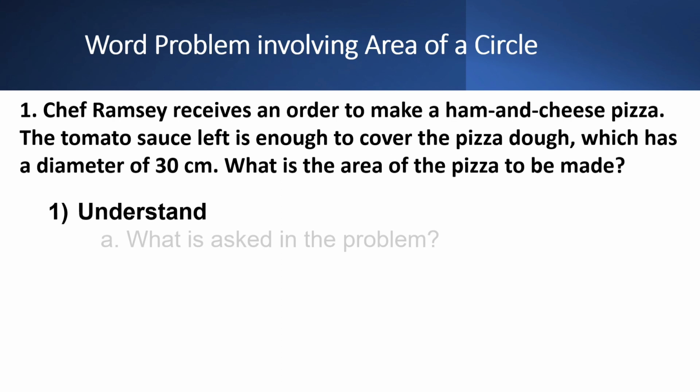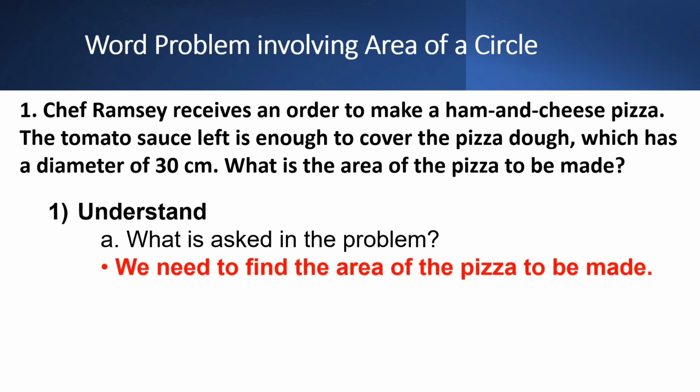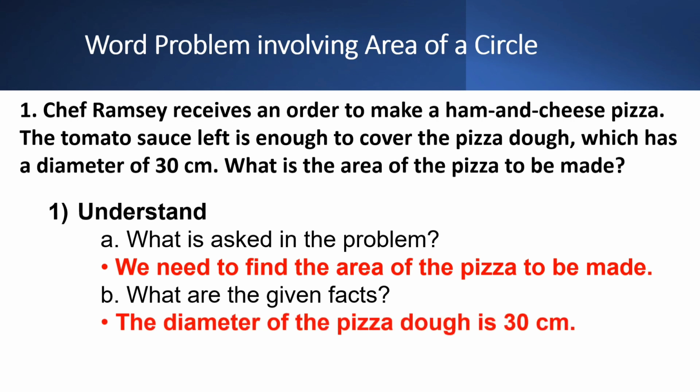So, what is asked in the problem? Ano ba yung tinatanong sa problema? Of course, we need to find the area of the pizza to be made. Yun yung hahanapin natin dahil yun yung tinatanong, the area of the pizza. Kalimitan naman sa pizza ay circular. So, what are the given facts? Ano ba yung given? Ano ba yung magagamit natin dyan na units, na number, para ma-solve natin ang problem na ito? Yes, we have there, the diameter of the pizza dough is 30 centimeters.